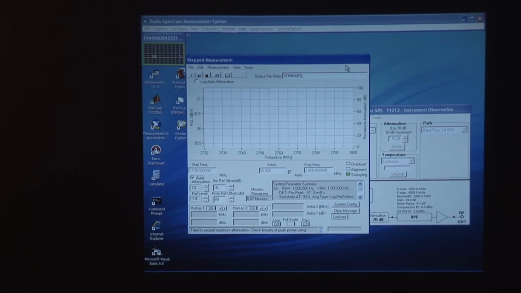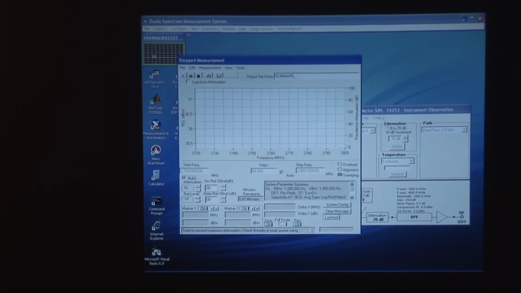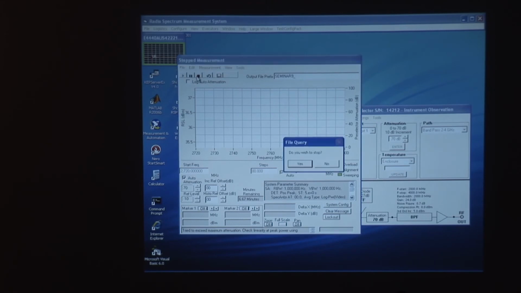It's not setting it in for some reason. It went to 70, you can see it's a 70, but it's not stepping down. All right. Let's try it again.